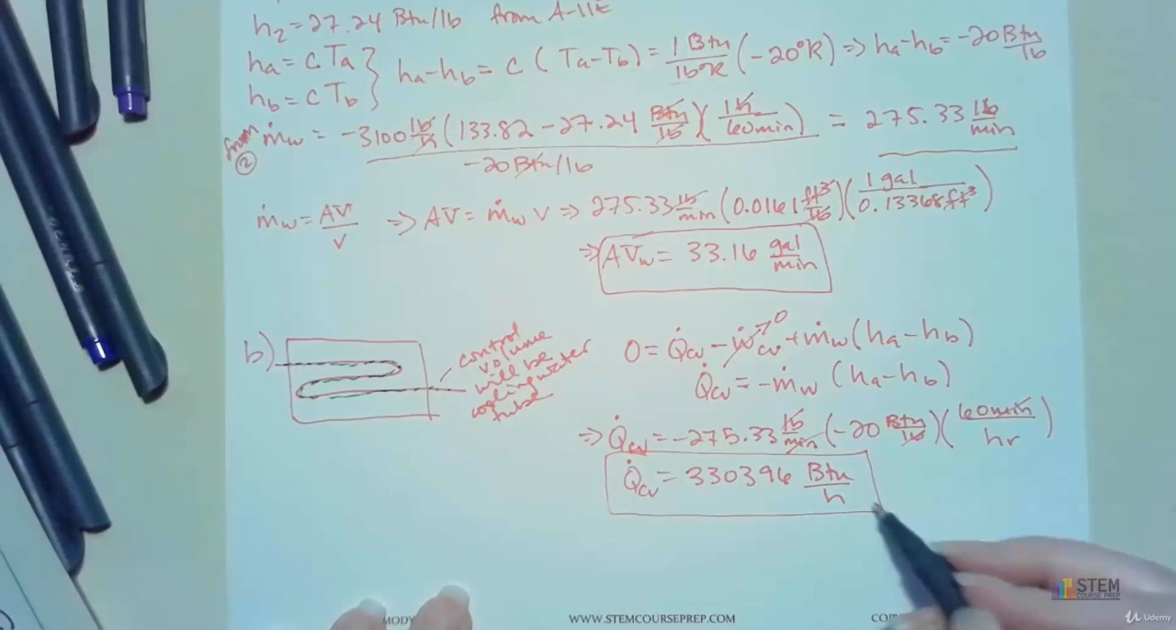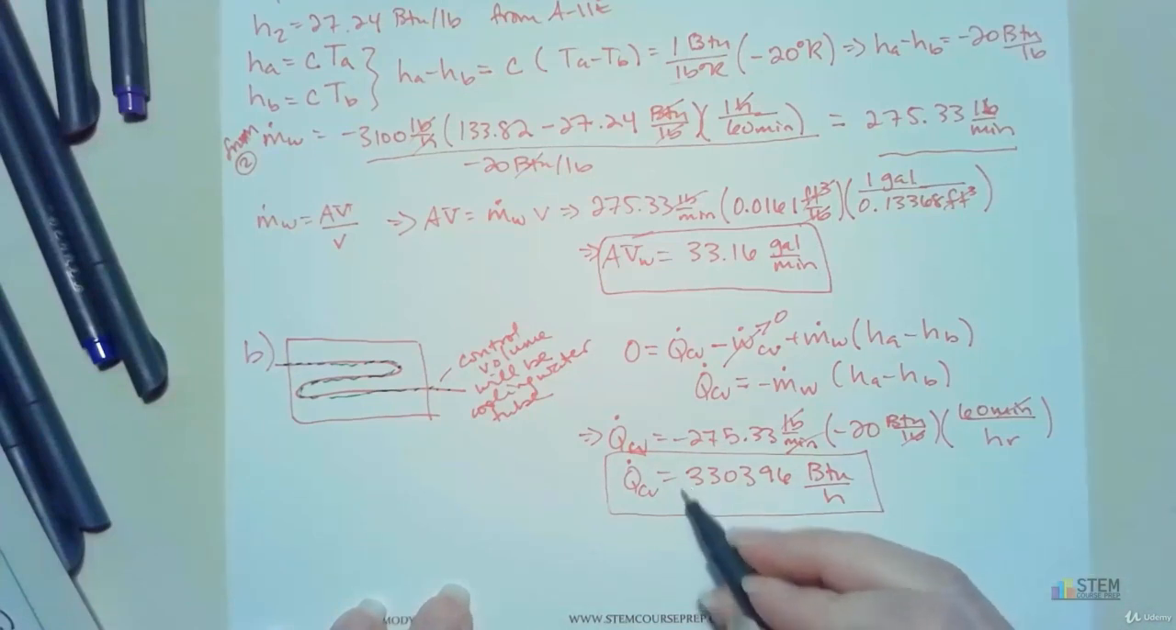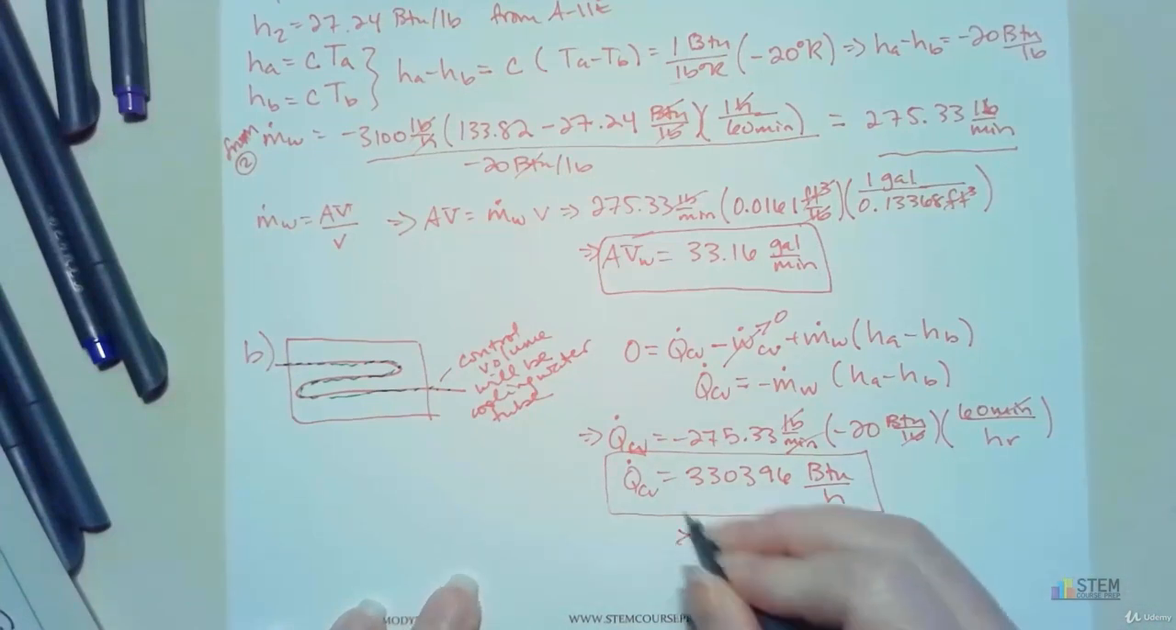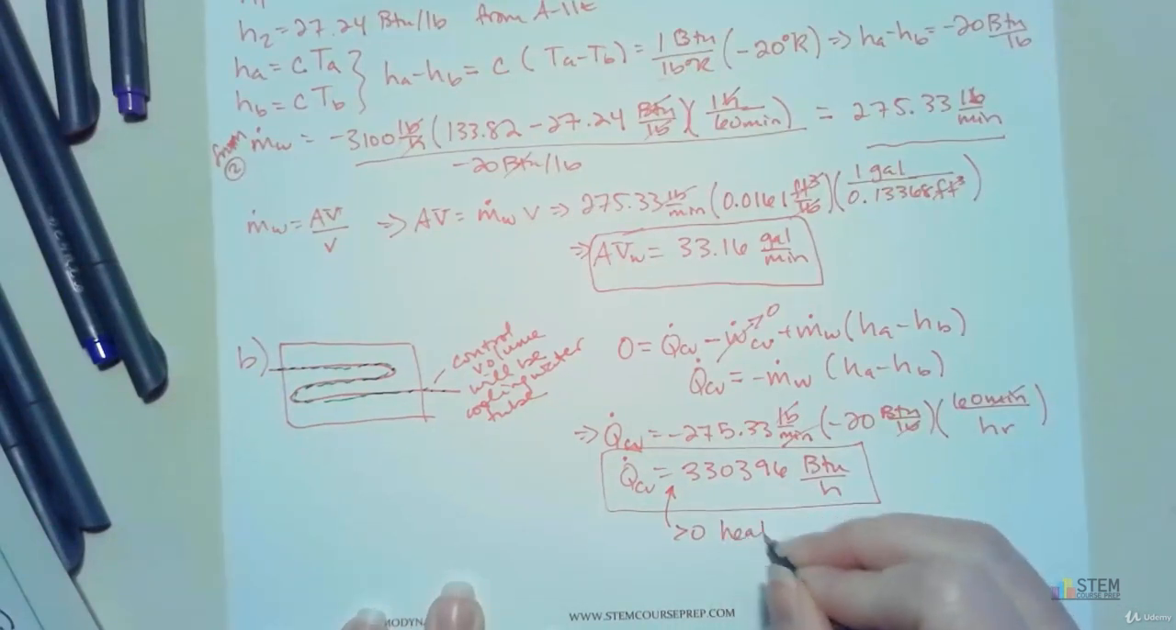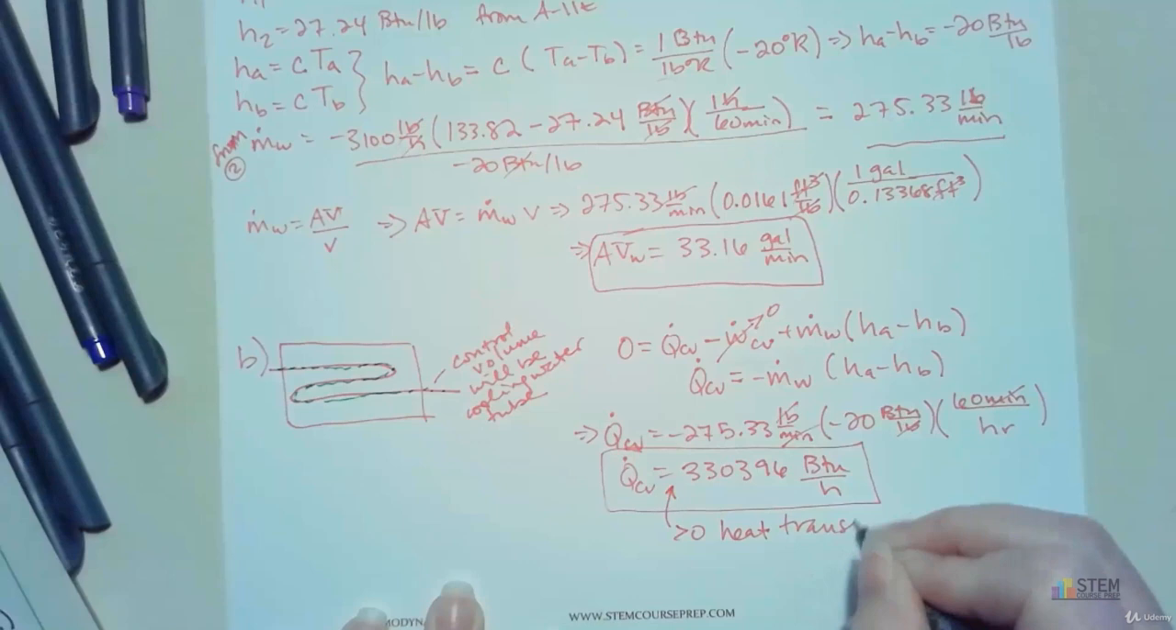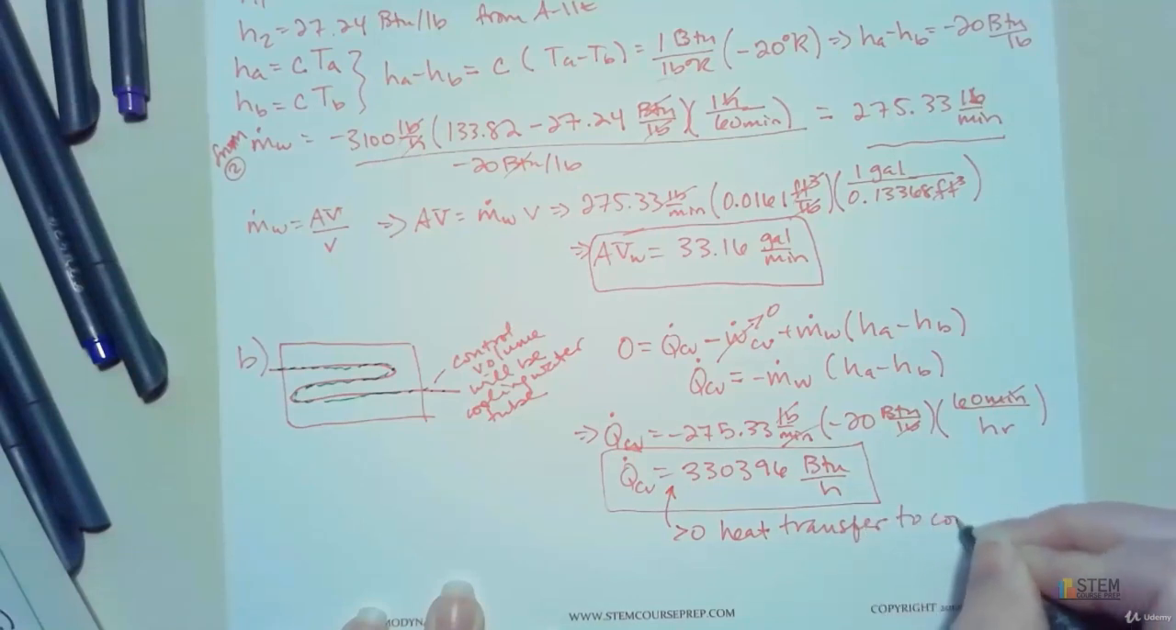All right, so now we have that. Now look at the sign here. This is greater than 0. All right, it's a positive number. That again shows that that is the heat transfer to the cooling water.